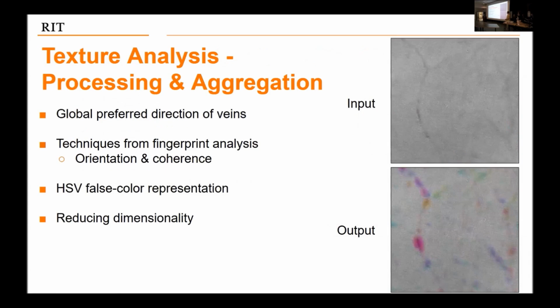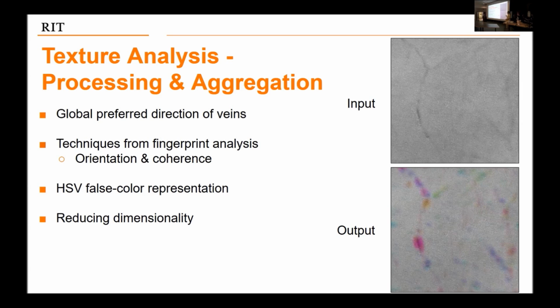And then some of the analysis that we've been doing is about getting statistics for whether there is a global preferred direction of veins and fibers in the drumhead. One of the hypotheses that we had was that there would be a difference between synthetic and natural drumheads in both the coherence of the vein patterns and whether or not there was a preferred global direction.